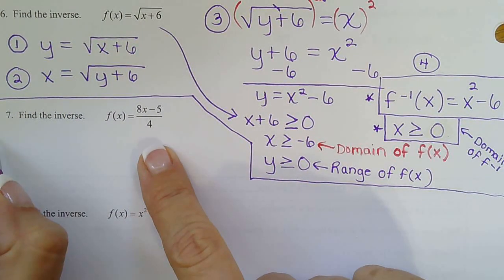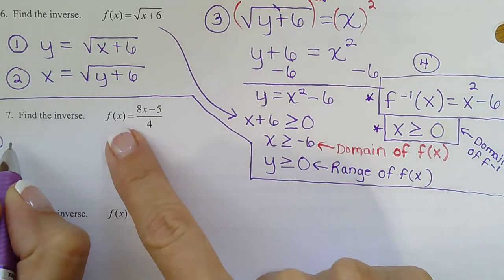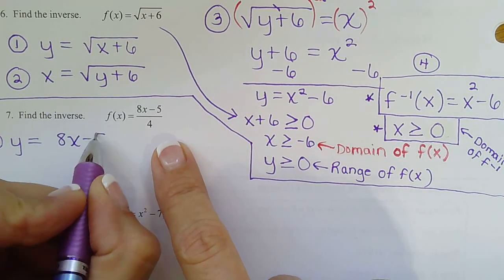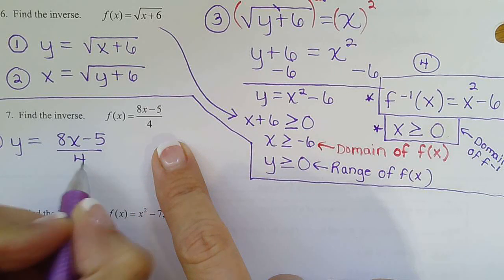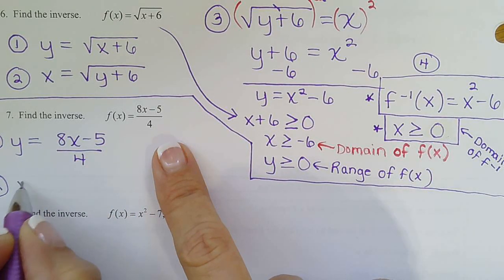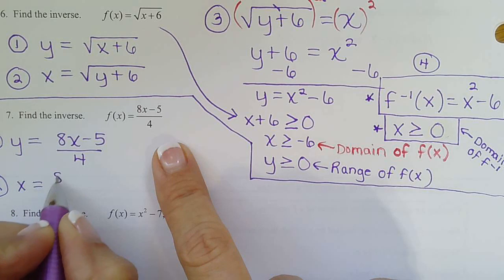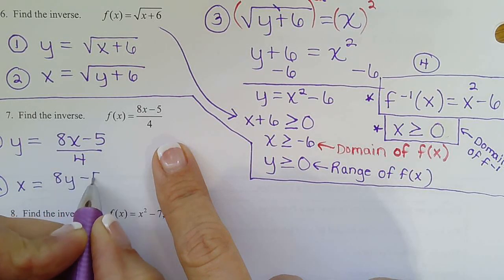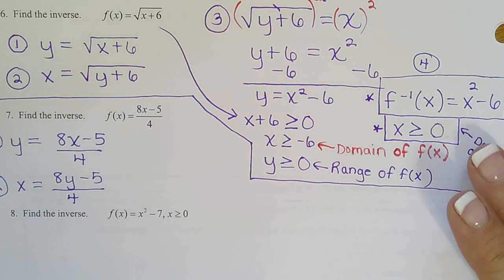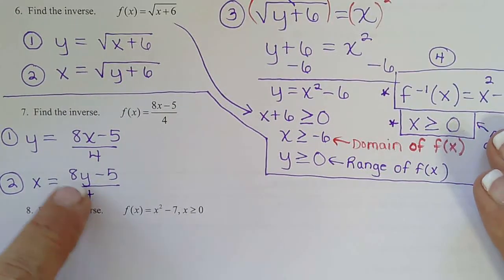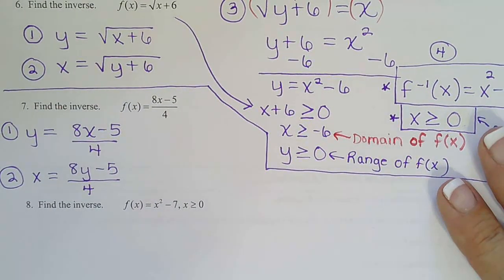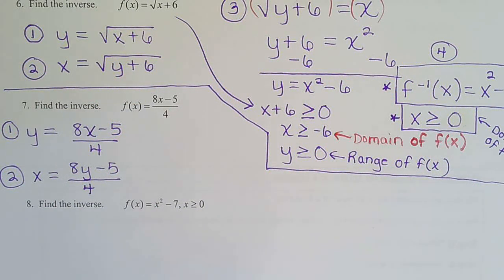Okay, let's follow the steps. Step 1, make f of x y. So y equals 8x minus 5 over 4. Step 2, interchange your x and y. So y becomes x becomes y. And remember, don't just memorize the steps, understand why you're doing them. We interchanged x and y because that's the definition of an inverse. It's when x and y have been interchanged.